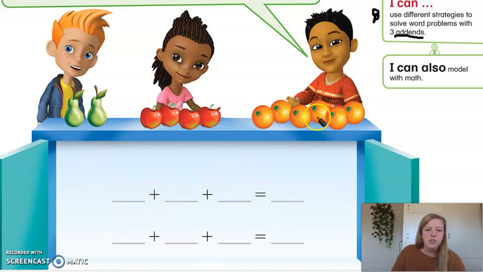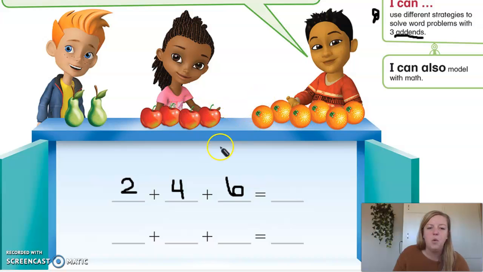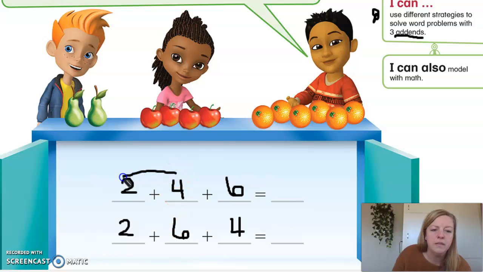Okay, so I'm going to just do the first addition equation as what the picture shows. So I'm going to do 2 plus 4 plus 6. And then for the next one, maybe I'll flip-flop the oranges and the apples. So I'm going to do 2 plus 6 plus 4. All right, so this time I'm going to add my 2 plus 4 like they showed me in the video, and then I'll do plus 6. So 2 plus 4, I'm going to start at 4, count on. 4, 5, 6. So 2 plus 4 equals 6.